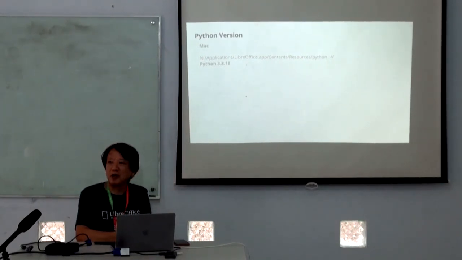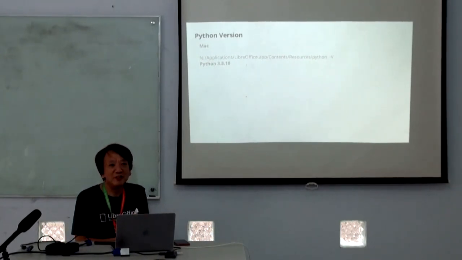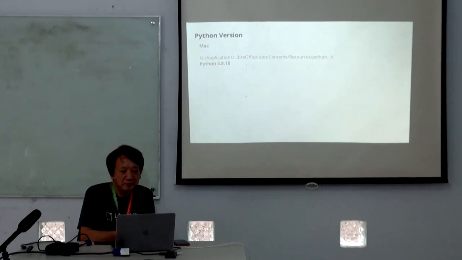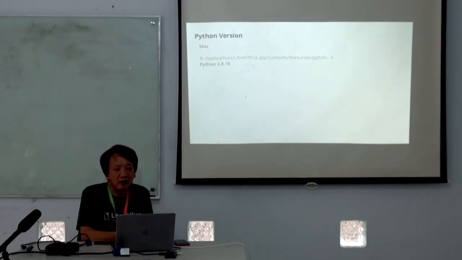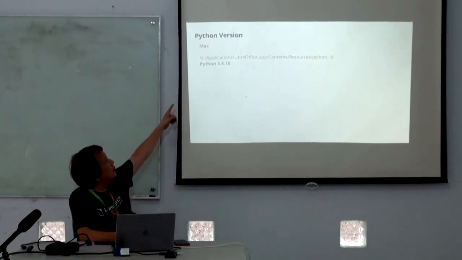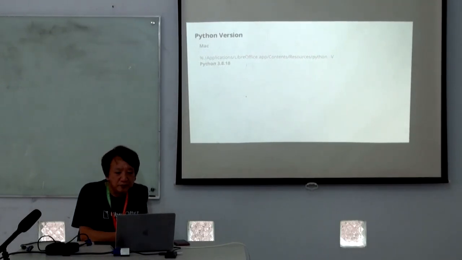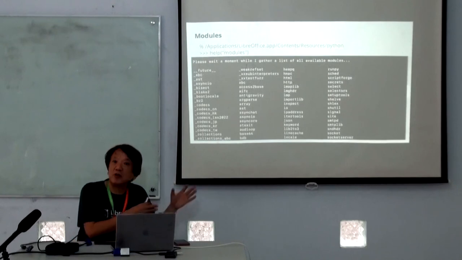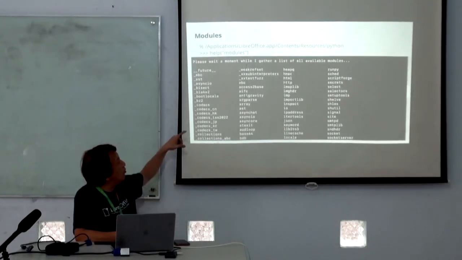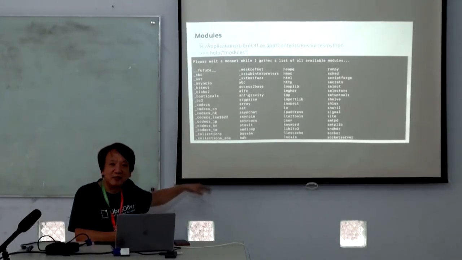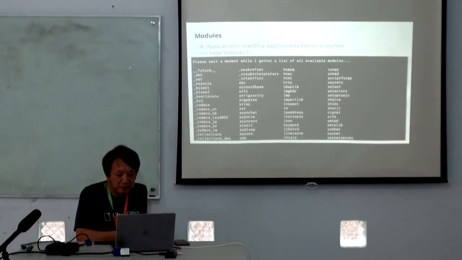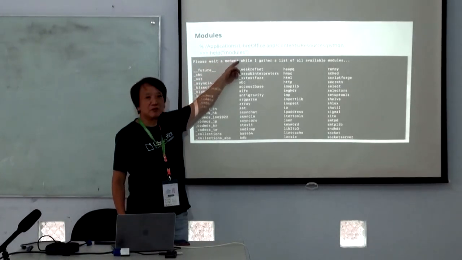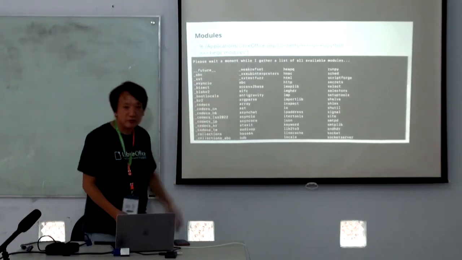Oh, who uses Mac? Mac or Windows? Or Ubuntu? Mac? Oh. Mac is here. Python dash capital V. You receive the Python version 3.8.18. And how many modules are in Python in LibreOffice? There are a lot of modules inside LibreOffice. Okay, you will see all the available modules.